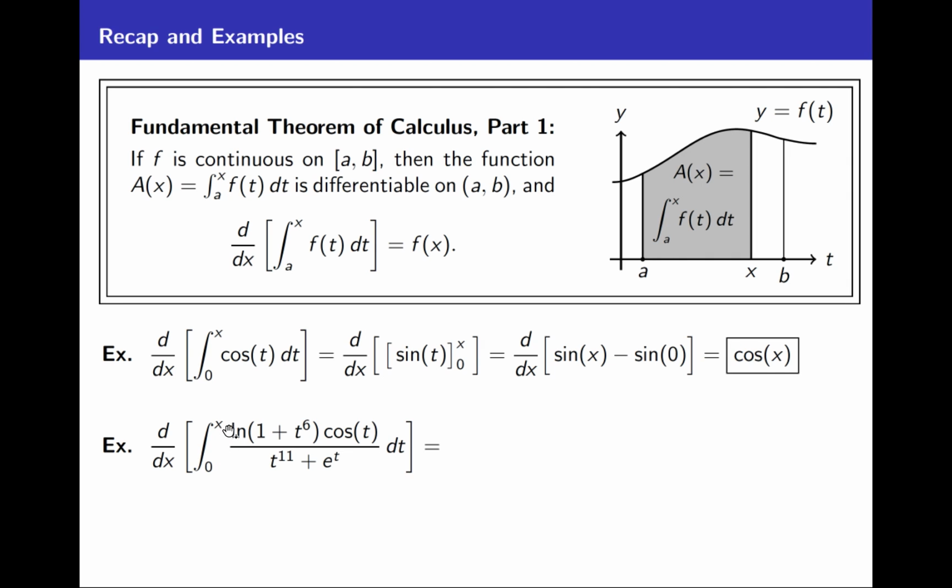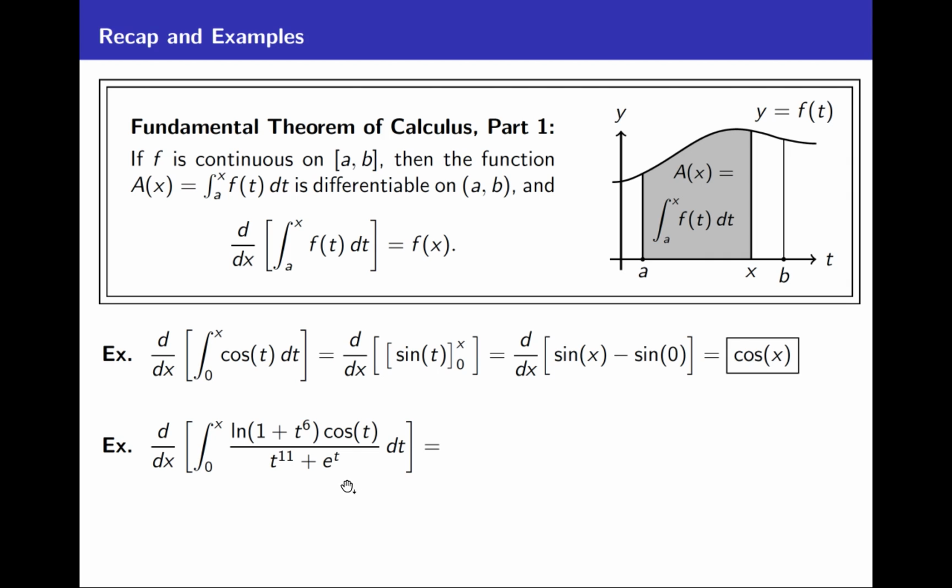Here we have a function, which is the integral from 0 to x of ln(1 plus t to the 6) cosine t divided by t to the 11 plus e to the t. Now, I intentionally made that function as difficult as I could make it. So for any x value, the value of this function that we're differentiating is the integral from 0 to x of all of this stuff, dt.